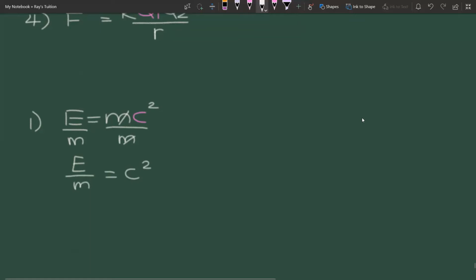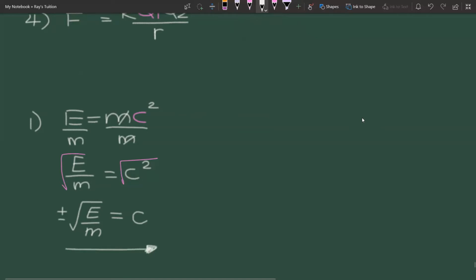The next thing is the square. How do we get rid of the square? We square root both sides. So it's about doing the inverse operation. The square root of E over M is plus minus the square root of E over M. Remember, whenever you get a square root, you get 2 solutions, plus and minus, and then the square root of C squared is simply C. So that is then what C is equal to.